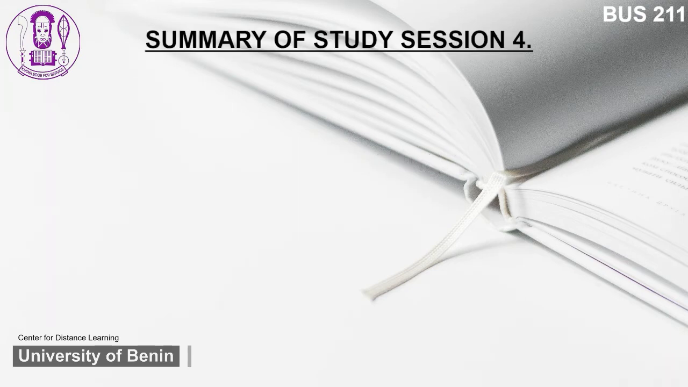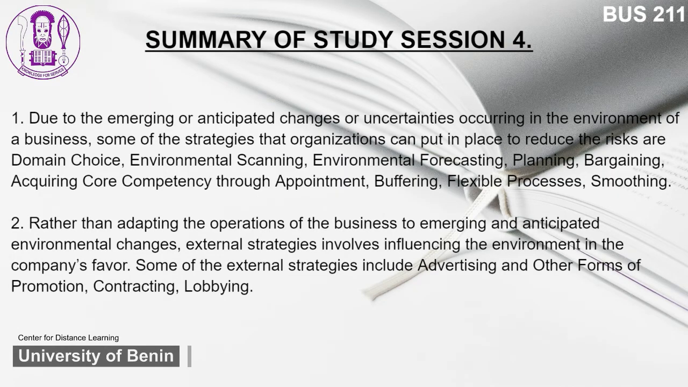In this study session, please note the following. 1. Due to the emerging or anticipated changes or uncertainties occurring in the environment of a business, some of the strategies that organizations can put in place to reduce the risks are domain choice, environmental scanning, environmental forecasting, planning, bargaining, acquiring core competency through appointment, buffering, flexible processes, smoothing.